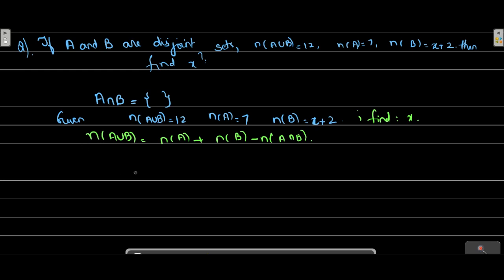In the upcoming questions, we will be discussing this. So, N of A union B is equal to N of A plus N of B minus N of A intersection B. Here N of A union B is given as 12.